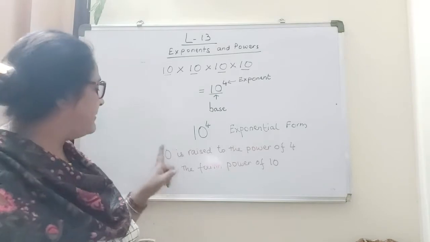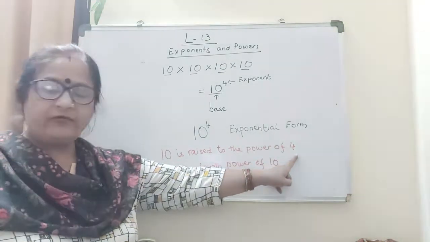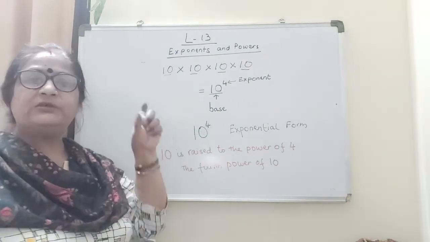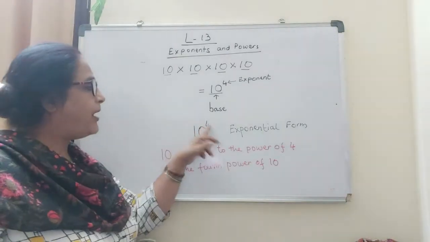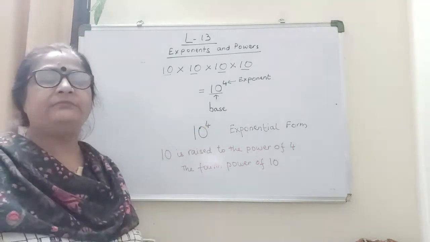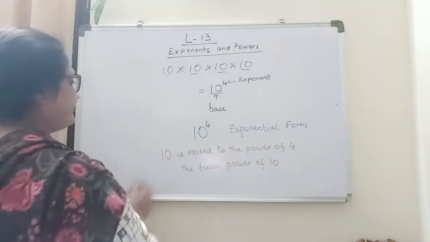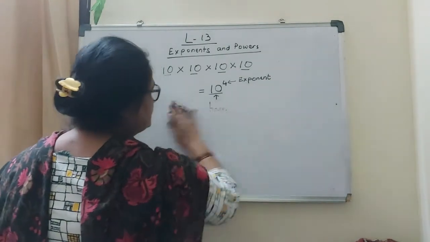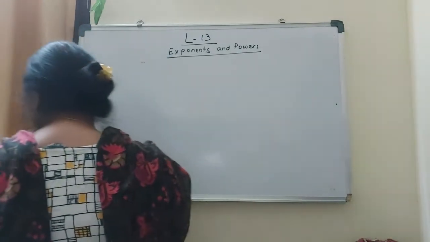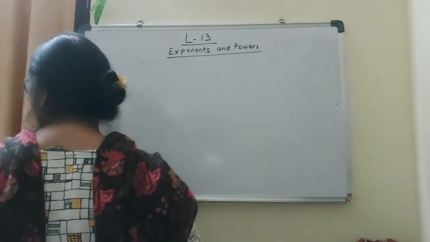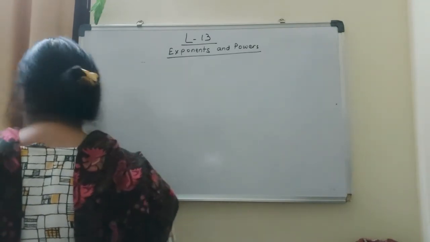Now this means the base is raised to the power of 4. Base tells us which is the number that is being multiplied repeatedly, and power tells us how many times I have to write this base when I am multiplying. Okay, so writing it in the short form is known as exponential form.